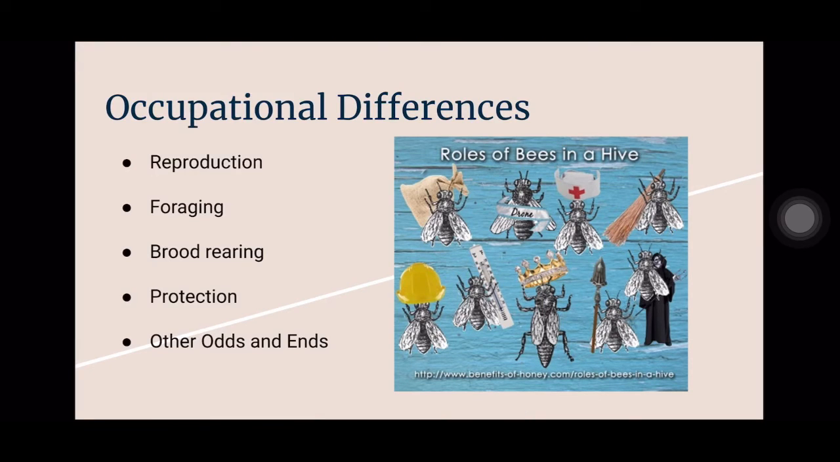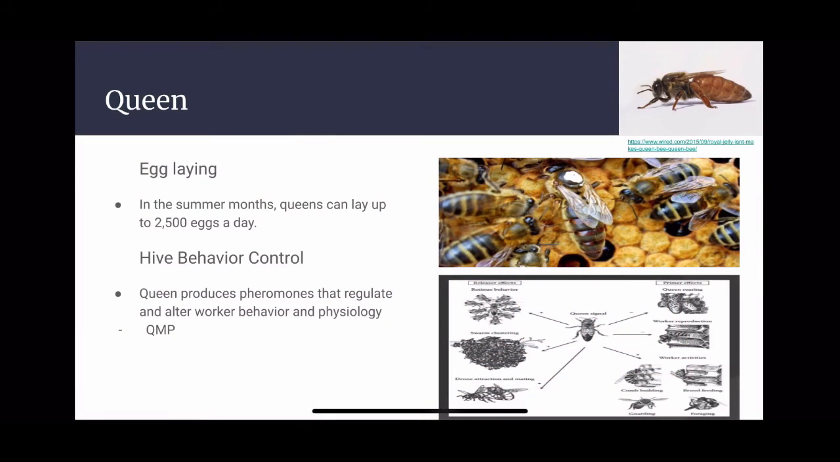Next, we will talk about occupational differences like reproduction, foraging, brood rearing, protection, and other odds and ends. Okay, so on to the queen. The queen quite possibly has the most important jobs in the colony.